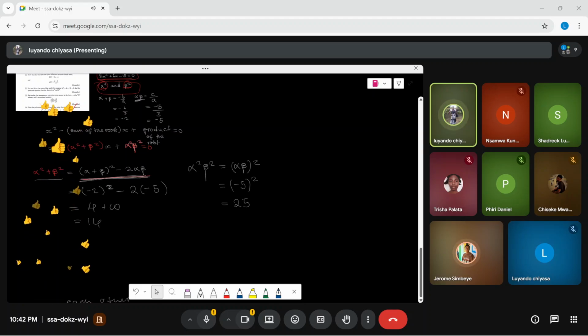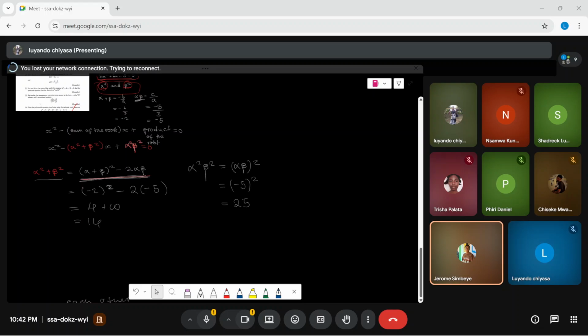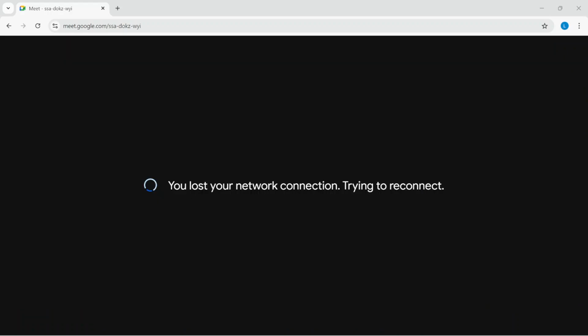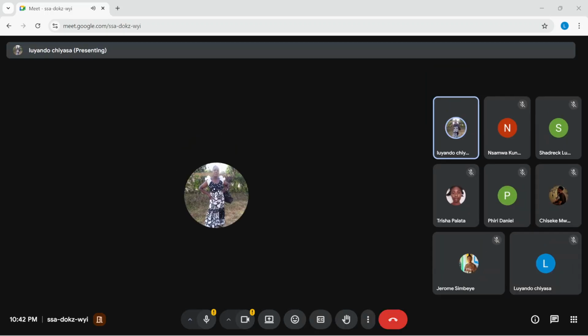Okay, so we have found alpha squared plus beta squared to be 14, and alpha squared times beta squared to be 25. So now all we need to do is replace that in this equation, which is x squared minus (alpha squared plus beta squared)x plus alpha squared beta squared is equal to 0. So we need to replace our findings.